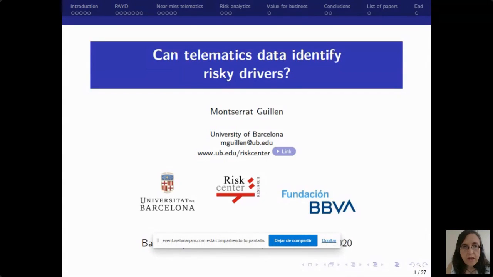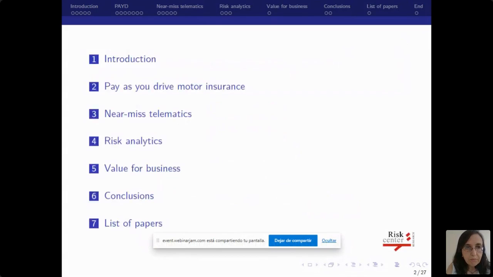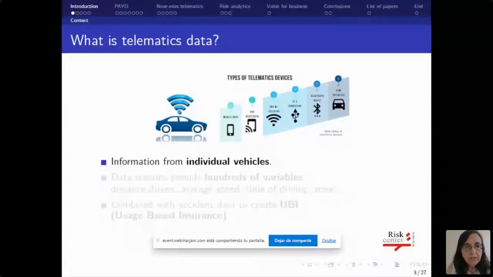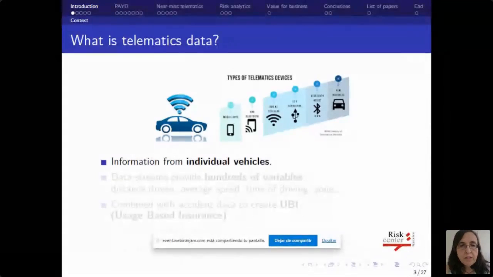So the questions that we are going to address today is what can we get from the telematics data that we collect from drivers, and can we really identify risky drivers, and can we do something about them? So the talk is organized in those 7 parts, but essentially today I want to start by giving you an overview of what is telematics data.